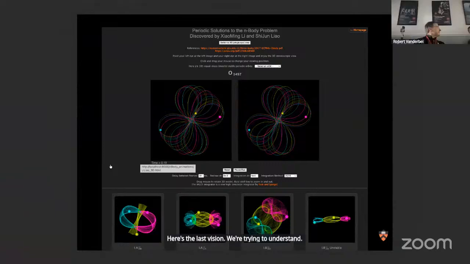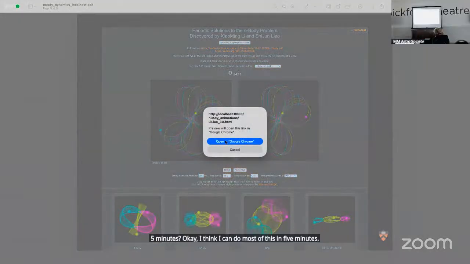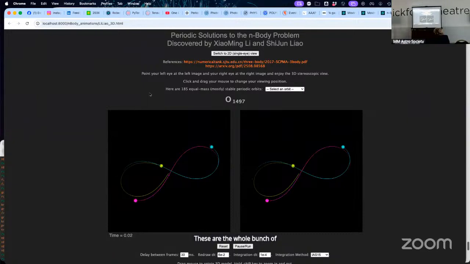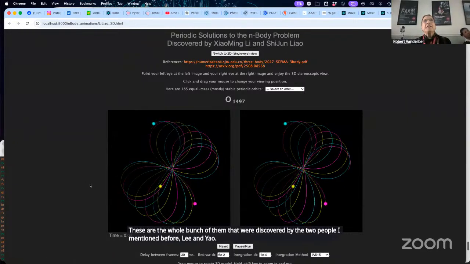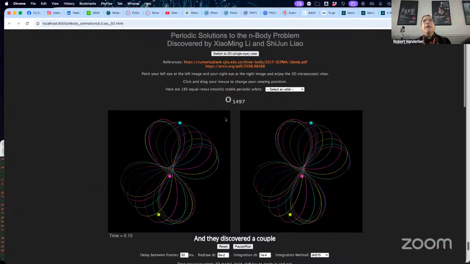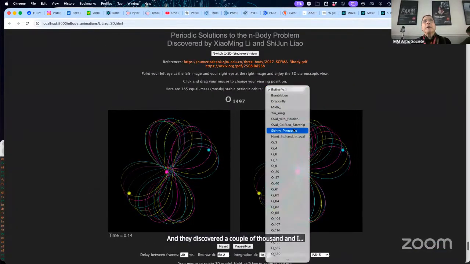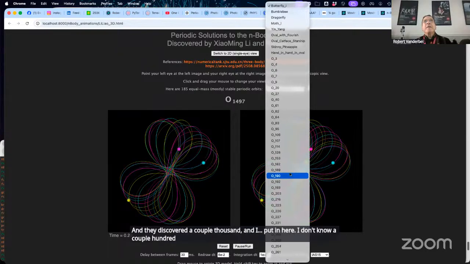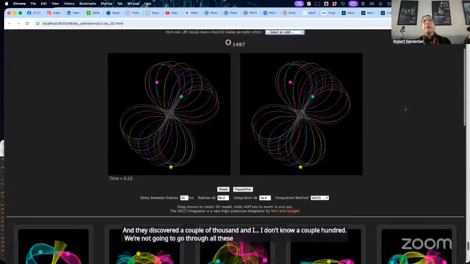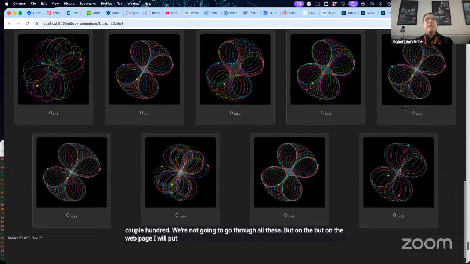Okay, I think I can do most of this in 5 minutes. These are a whole bunch of orbits that were discovered by the two people I mentioned before, Li and Liao. They discovered a couple thousand, and I put in here, I don't know, a couple hundred. We're not going to go through all of these, but on the webpage, I hope it links to some of my favorite ones.